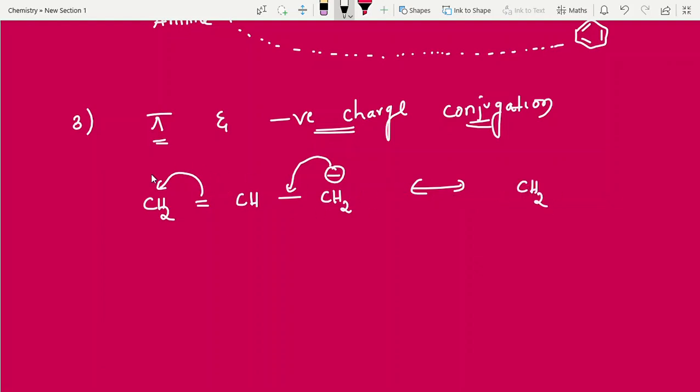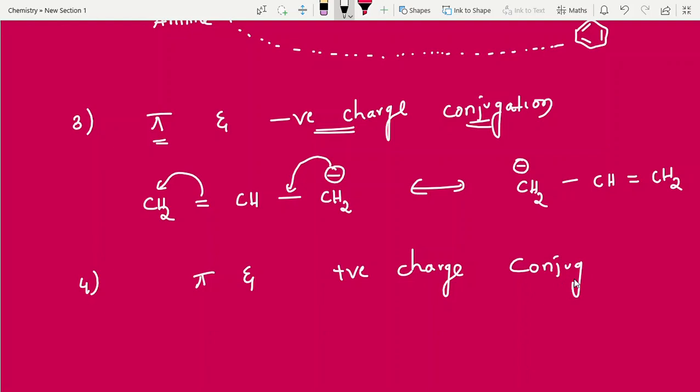CH2, this has taken a bond, and taken bond means electrons. Next one, CH double bond CH2. See, both are the same structures. Here negative charge, got it? Here shifting here. This is pi and negative charge in conjugation. Here also one negative charge is there, one double bond is there; here also one negative charge, one double bond. They are equally contributing structures, equal resonating structures. Okay. Now next one, pi and positive charge conjugation. Pi positive charge conjugation. So we look into this.